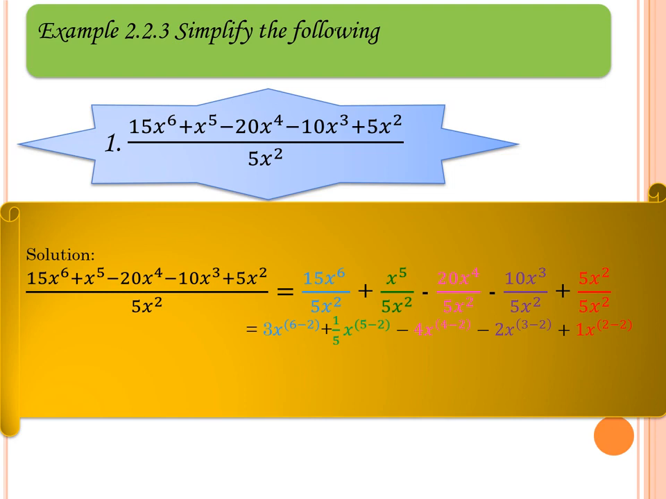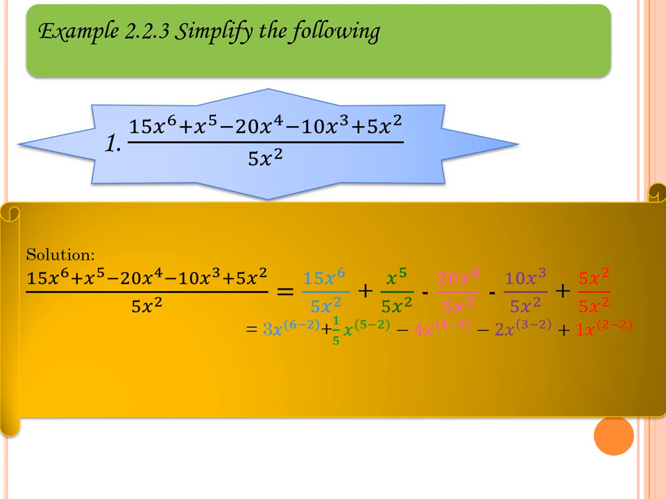plus x to the power of 5 divided by 5x squared is just equal to 1 over 5 x to the power of 5 minus 2, since yung numerical coefficient ni x to the power of 5 is just equal to 1. So, we will have 1 over 5 for the numerical coefficient of the second term. And then, x to the power of 5 divided by x to the power of 2 is just equal to x to the power of 5 minus 2.